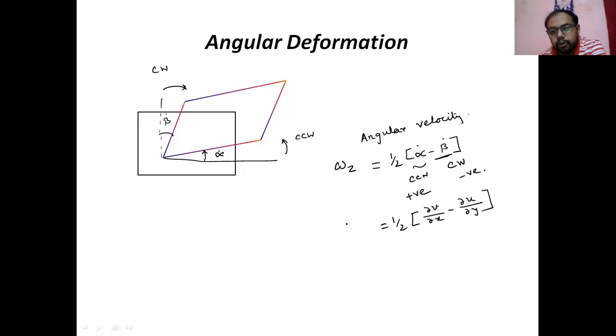So omega is about the z axis in the xy plane. The same manner you can do it. Now one concept I am taking, the vorticity concept. Some vector, we'll see the vorticity concept. It will give you a better understanding of the angular deformation concept.